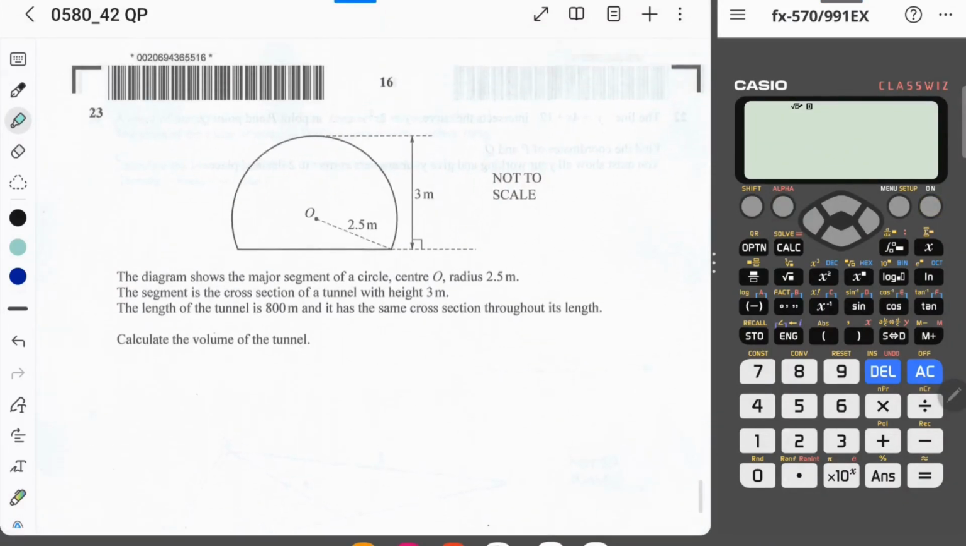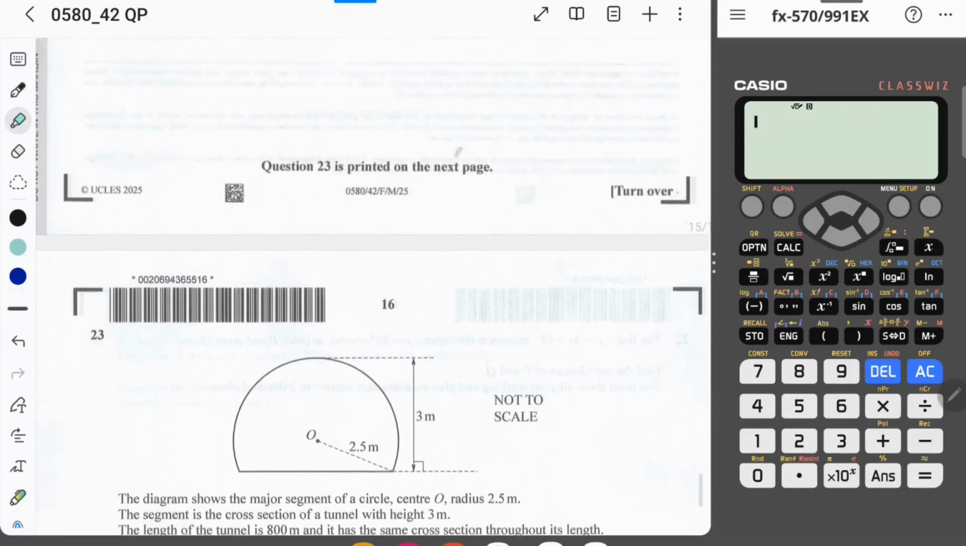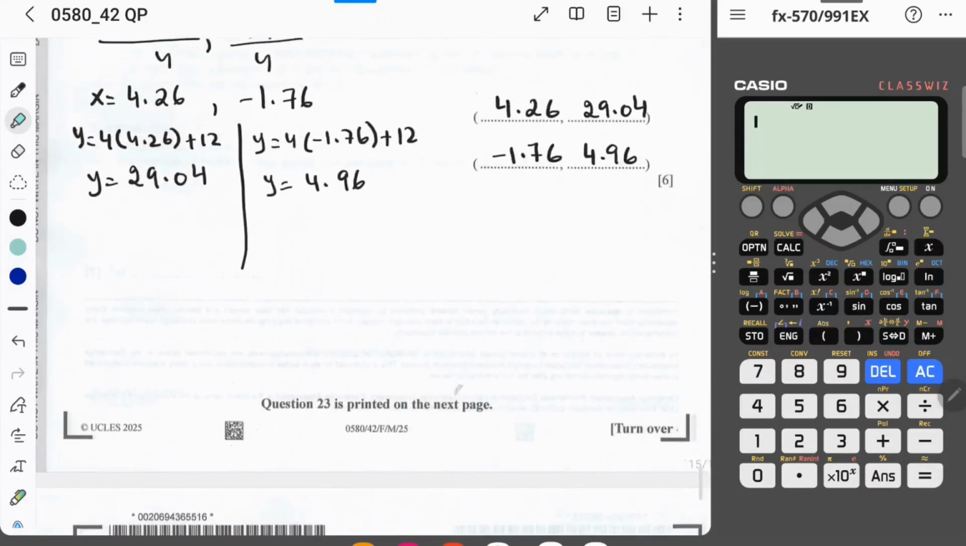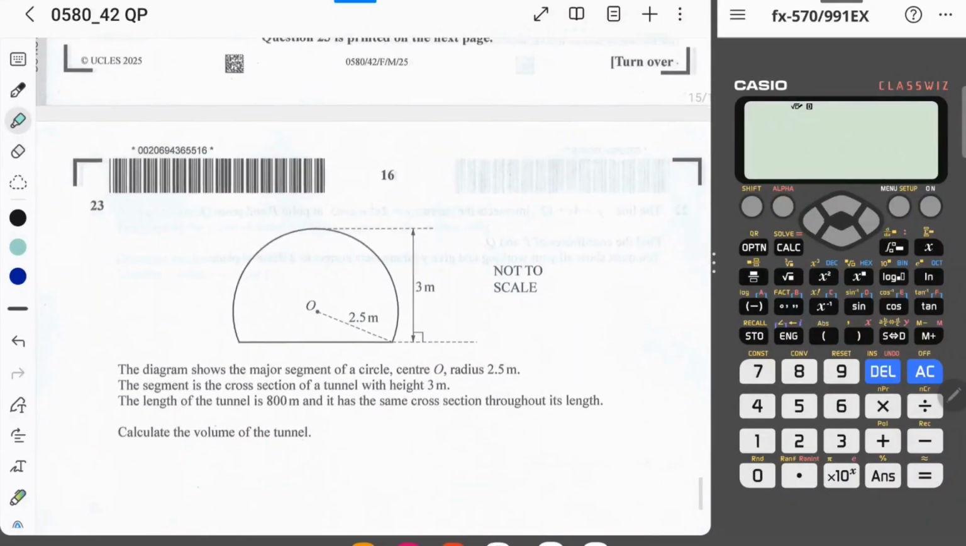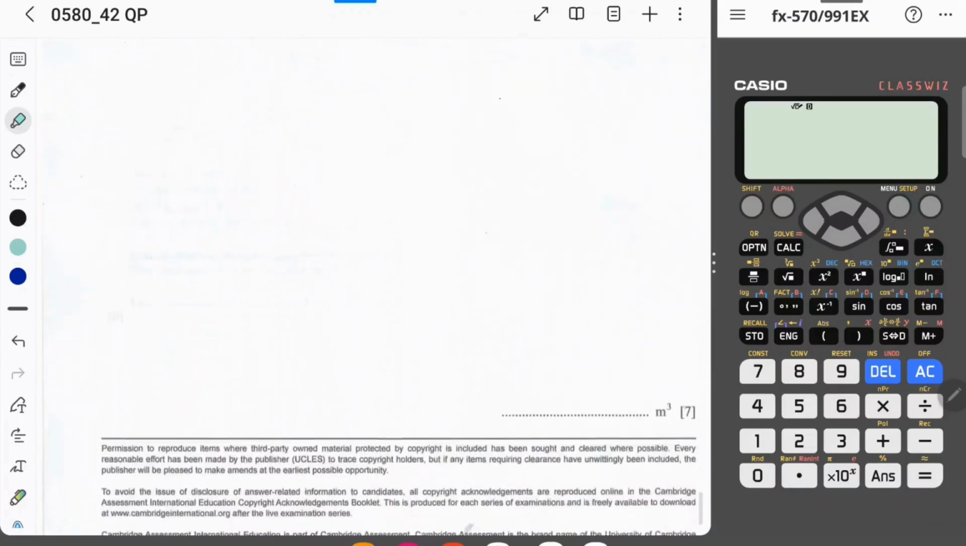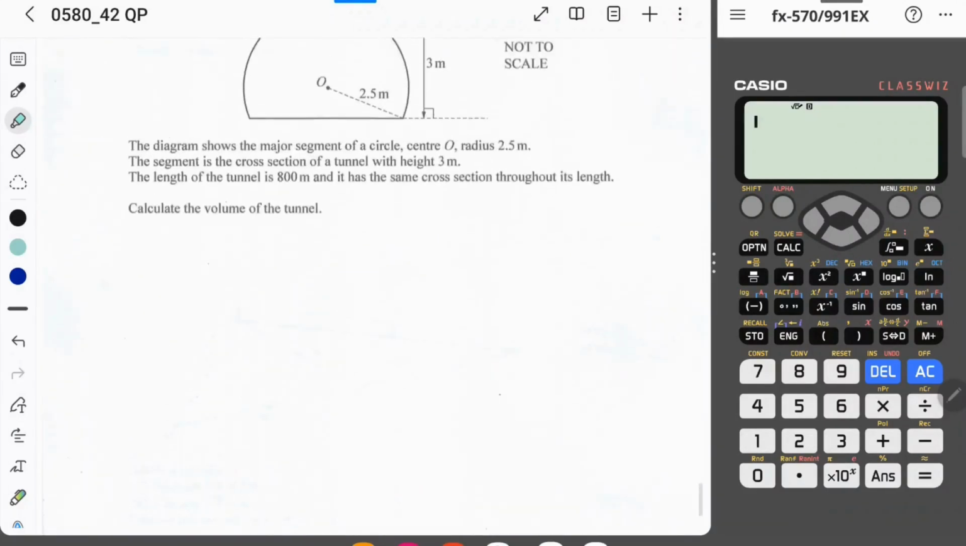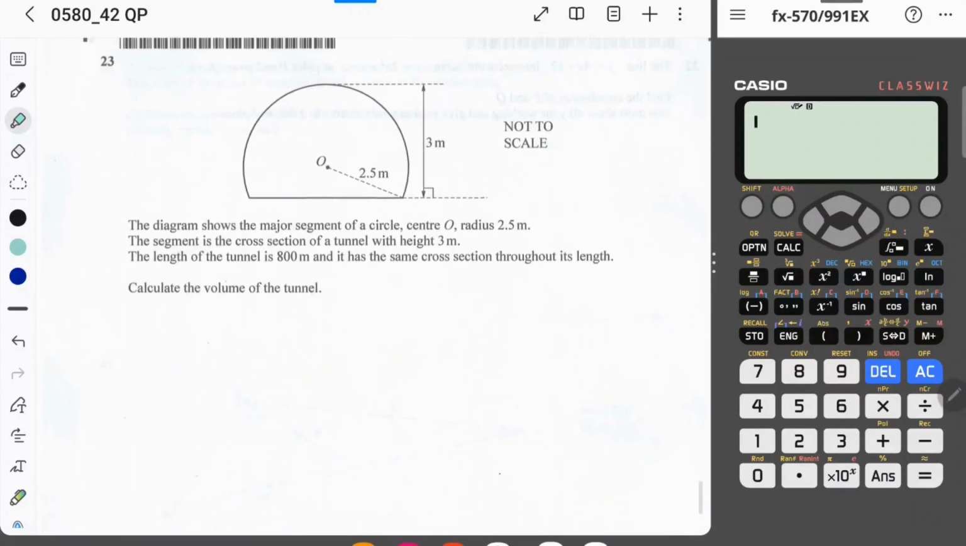All right, so we did the simultaneous equations and found the answers. All of the answers are in 2 decimal places as required in the question. Now the last question, question number 23, a 7 marks question. So very important, a mensuration question. The diagram shows the major segment. So it's a major segment of the circle. Obviously the other part is smaller, so that's a major segment.